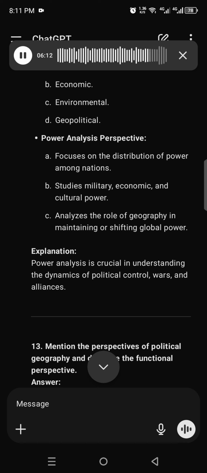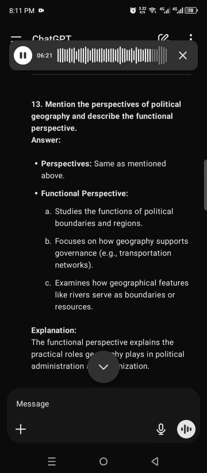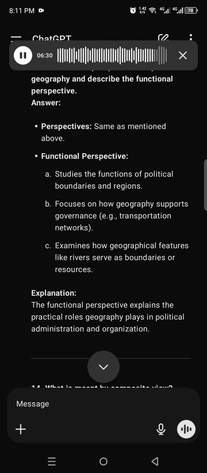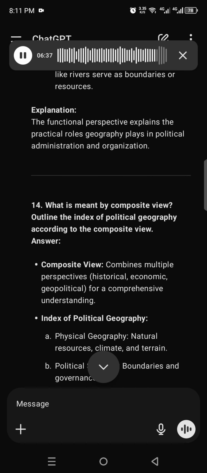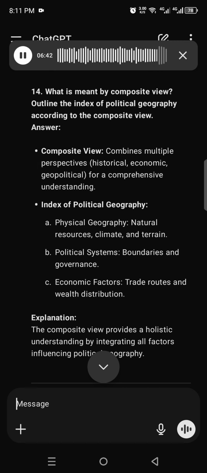13. Mention the perspectives of political geography and describe the functional perspective. Answer. Perspectives, same as mentioned above. Functional perspective. 1. Studies the functions of political boundaries and regions. 2. Focuses on how geography supports governance, e.g. transportation networks. 3. Examines how geographical features like rivers serve as boundaries or resources. Explanation. The functional perspective explains the practical roles geography plays in political administration and organization.